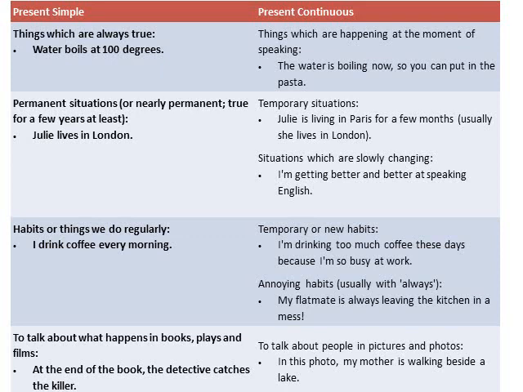Again, with the present simple, we have to talk about what happens in books, plays, and films. At the end of the book, the detective catches the killer. To talk about people, this is what is found in the present continuous. To talk about people in pictures and photos. In the photo, my mother is walking beside a lake.